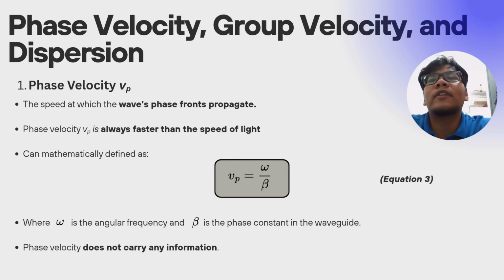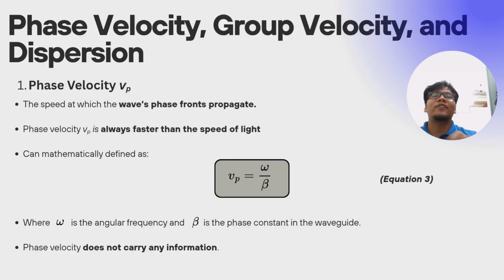Now let's talk about the phase velocity. Phase velocity is the speed at which the wave phase fronts propagate through the waveguide. Interestingly, phase velocity is always faster than the speed of light in the waveguide, and it is mathematically defined as v sub p equals omega over beta, where omega is angular frequency and beta is the phase constant. However, phase velocity doesn't carry any information, so it doesn't violate physics.